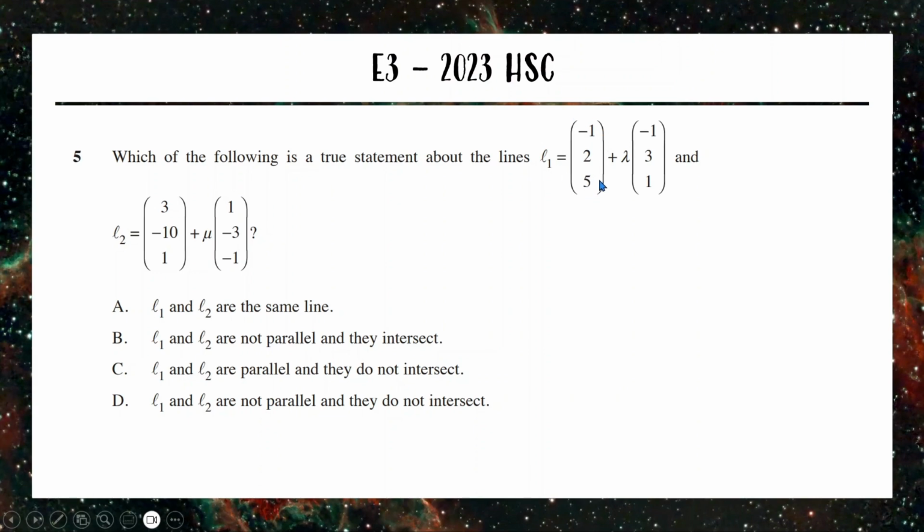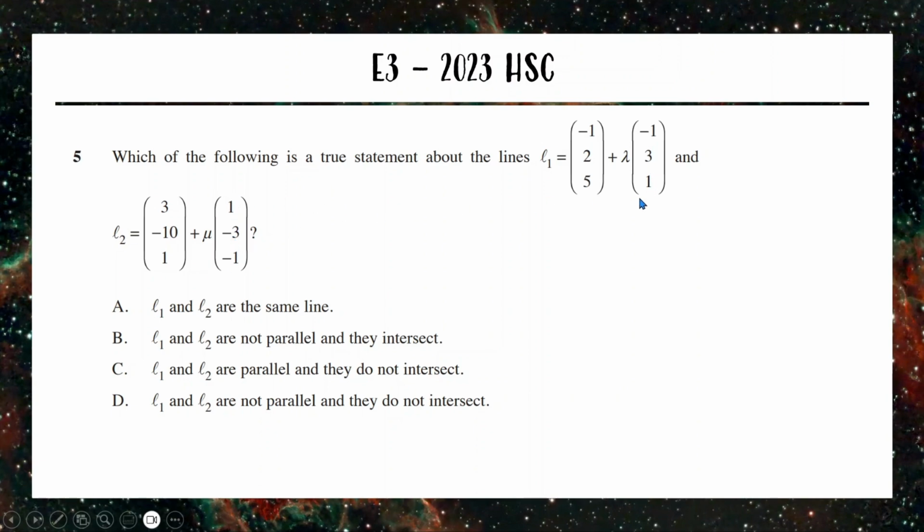So it goes through this point, and it's in the direction of, or parallel to, the vector (-1, 3, 1). So just think about it as the first point is what your line goes through, and the second vector is what your direction is, or what you're parallel to. So if we want to see whether these two lines are parallel, we need to compare their two direction vectors, which are (-1, 3, 1) and (1, -3, -1).